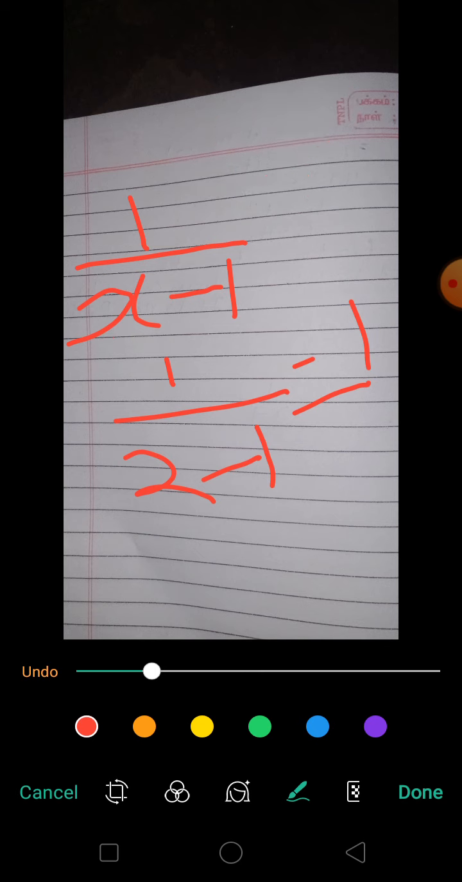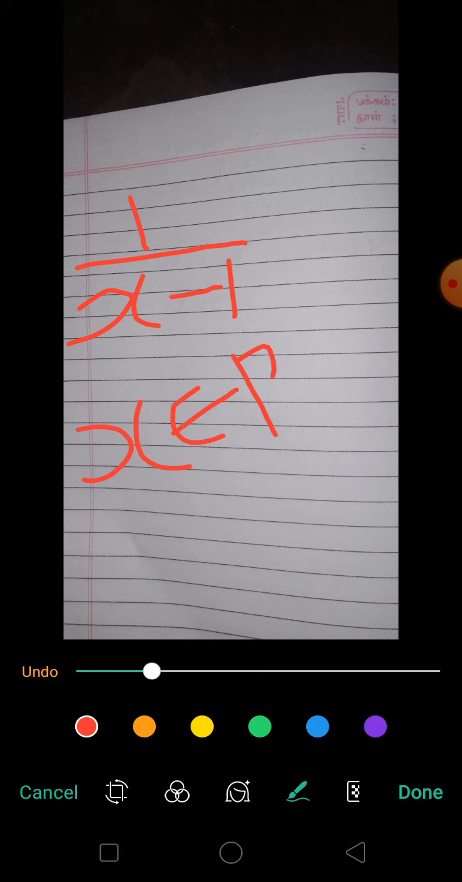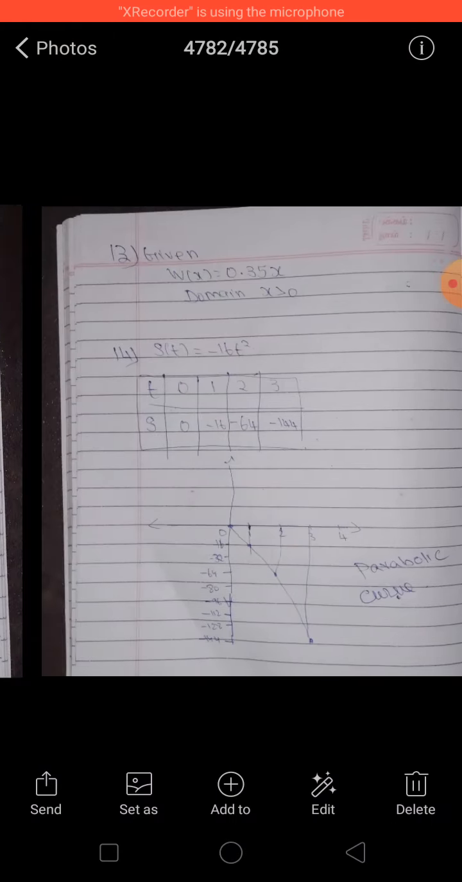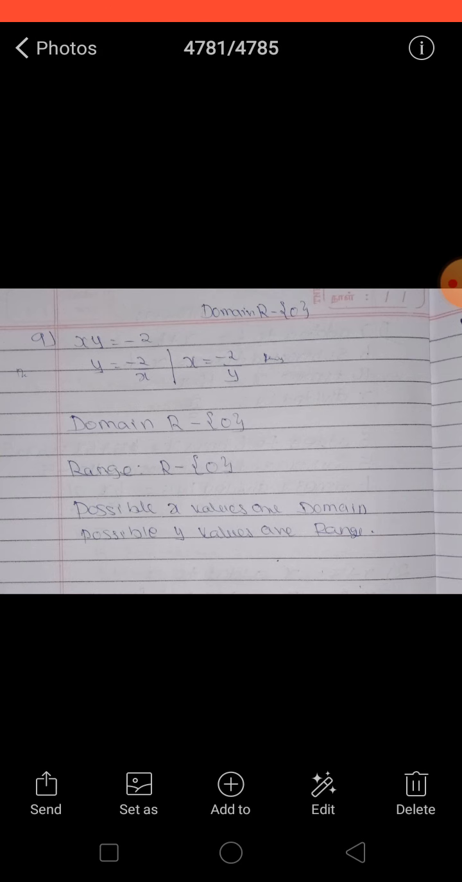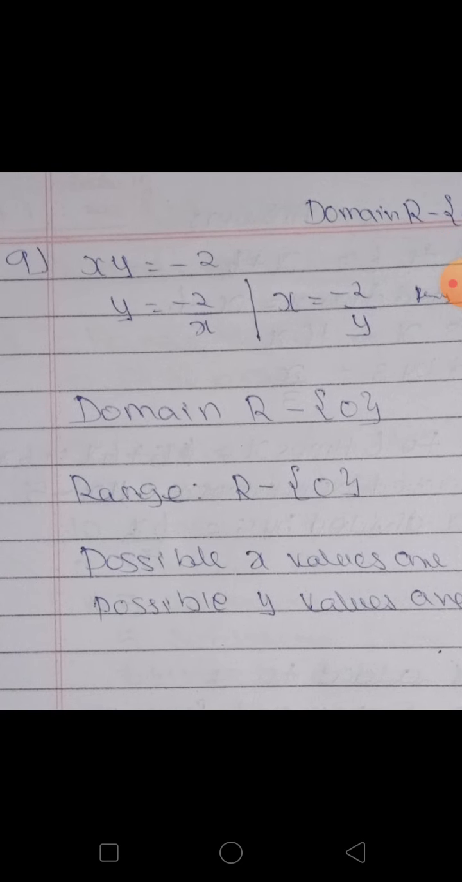So I can write the domain equal to x belonging to all the real numbers except that 0 term. 0 term means that 1 is a 0 term. So R minus 1, except 1 value. Now look at that, xy is equal to minus 2. This is our question. I can write y is equal to minus 2 by x on the left hand side, and also I can keep x on the left hand side, which means minus 2 by y.